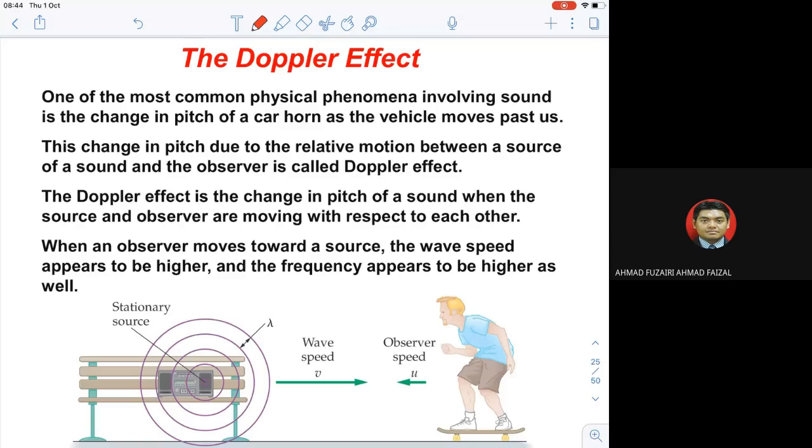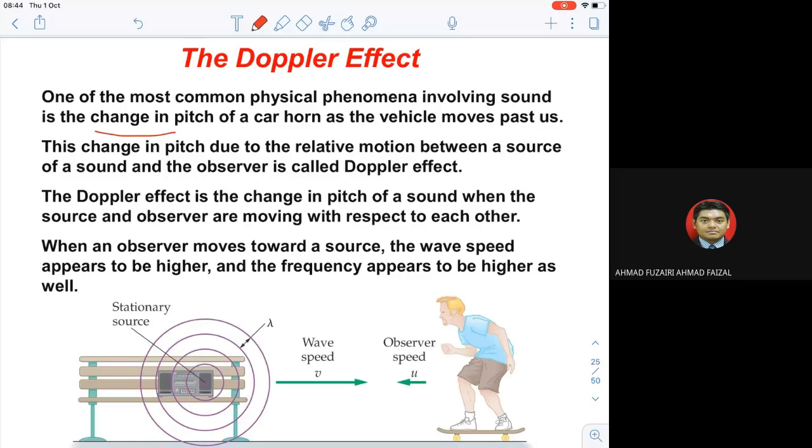So what is the Doppler effect? One of the most common physical phenomena involving sound is the change in pitch of a car horn as the vehicle moves past us.